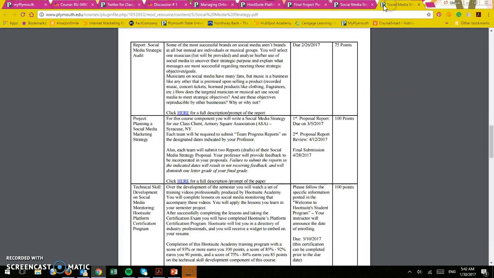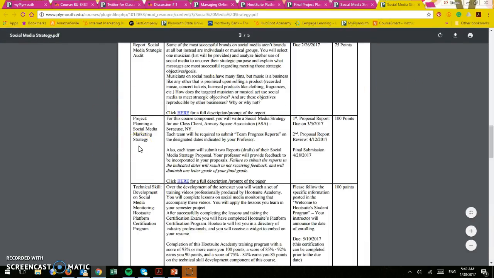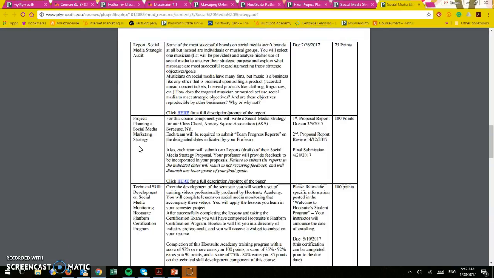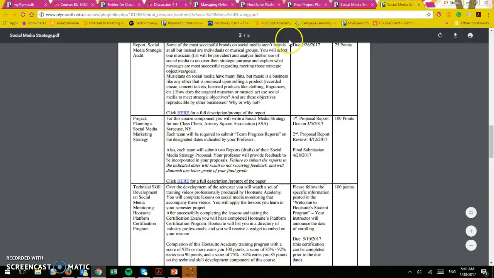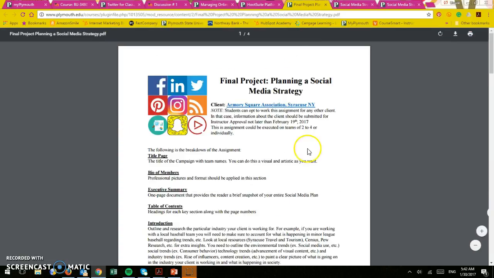Then let's go back to the syllabus, and then we have a project which is planning a social media marketing strategy. So this is basically our final project for the class, and I have it explained here. I have a client already assigned for the class. This is a company that we're going to make the social media marketing plan for. But if you feel that you want to do it for any other company, you can, as long as you let me know this not later than February 19th.